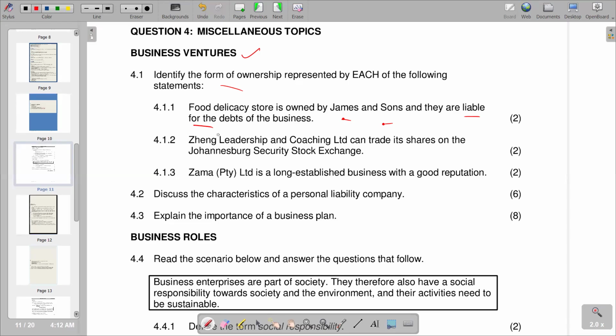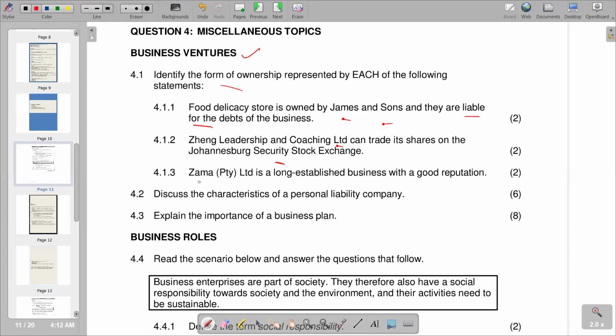It's a partnership. Then the second one says Sharing Leadership and Coaching Limited, which can trade shares on the Johannesburg Stock Exchange. Being able to trade the shares on the Johannesburg Stock Exchange means these shares can be issued to the public. So whenever there is such a scenario, it becomes a public company. So this one is a public company.